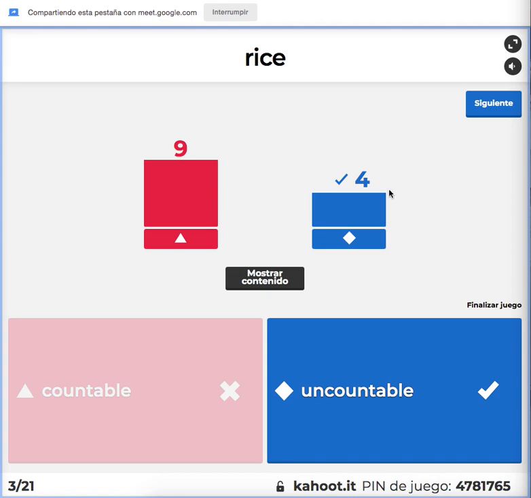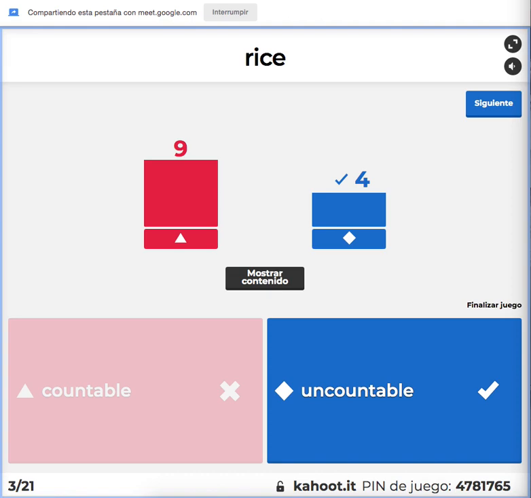Oh my god, okay. In this case, babies, rice is uncountable. But why? Why is rice uncountable? What do you think? Why is that uncountable? El arroz es contable, se puede contar grano por grano. Not really. But let's think about English.